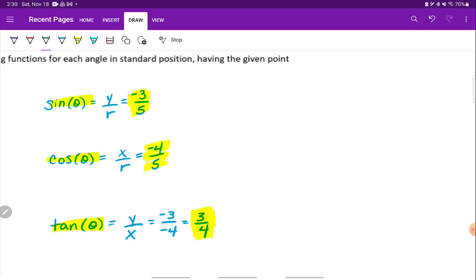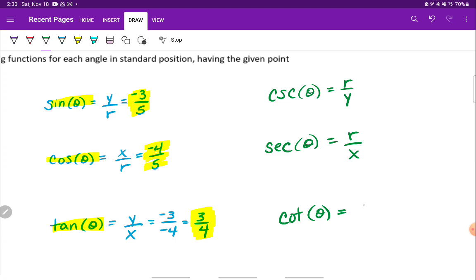As I mentioned in the previous video, I always try to pair them up with the ones that their definitions are the reciprocal. So the one that is the reciprocal with sine is cosecant. Cosecant of theta is r over y. The one that's the reciprocal of cosine is secant. Secant of theta is defined to be r over x. And then our last one, cotangent of theta, is defined to be x over y.